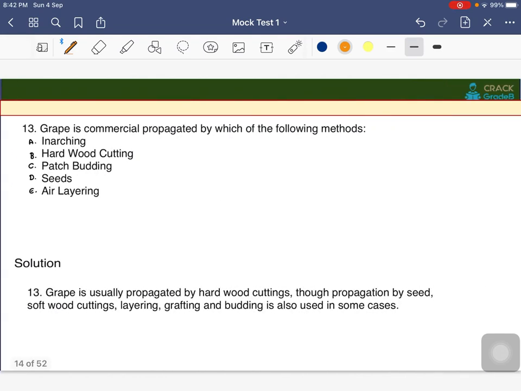The grape is commercially propagated by which of the following methods? Grape plantations are propagated by enarching, hardwood cutting, patch budding, seeds, air layering, etc. The answer will be hardwood cutting. The grape is usually propagated through hardwood cuttings. Propagation by seeds, softwood cuttings, layering, grafting and budding may also be used in some cases.